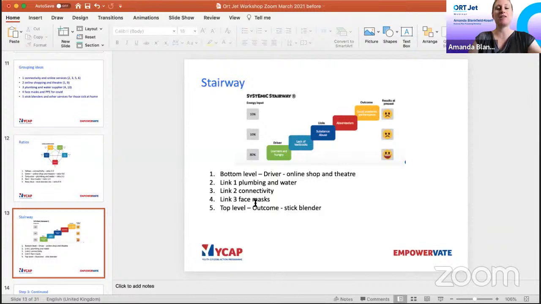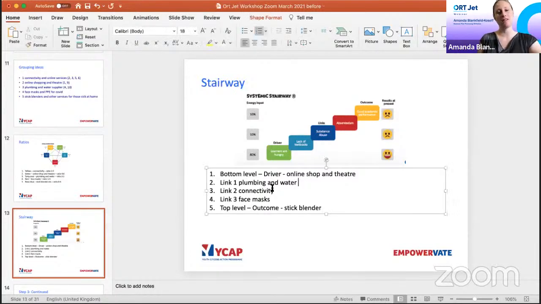But the nice thing about it as well is that sometimes things can link together, and we'll see if anything else links with number one, which is the driver. But the driver is the one that you would start with. So out of all these options here, if we were starting a business tomorrow, we would start with the online shop in theatre. Okay. Then if we weren't doing the online shop in theatre, we'd do the plumbing and water. And then we go into connectivity, and then we go into masks, and then we go into the blender. So the outcome basically is the end product, like the last step that you would take.